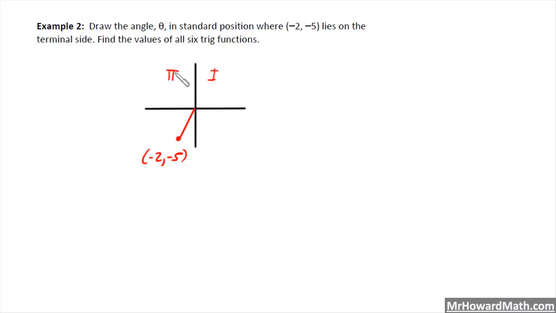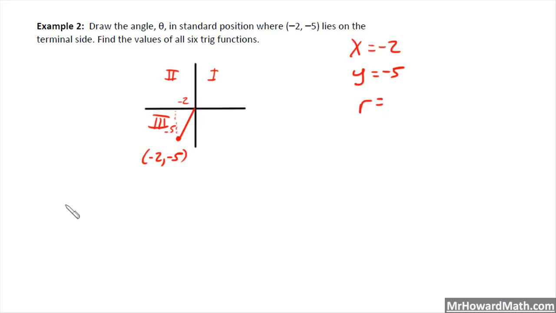And that puts our terminal side in quadrant 3. Remember, it's 1, 2, and 3. Well, do that again: 1, 2, 3. So we're in quadrant 3 there. And we have a right triangle like this. This is our x value, this is our y value. So for us, this would be -2, and this would be -5. The r value is what we're missing. So x is -2, y is -5, and r we don't know yet.